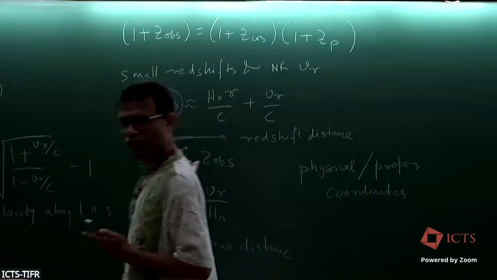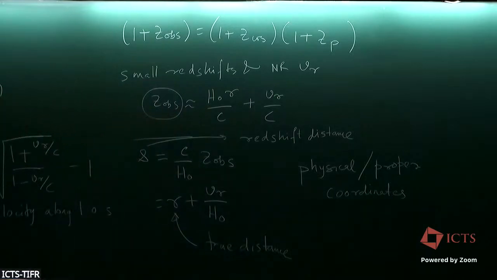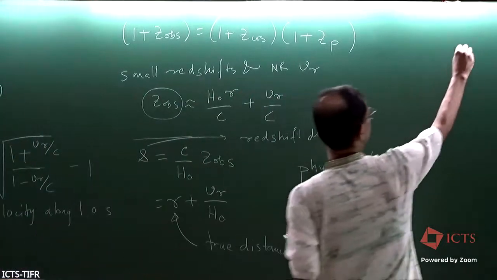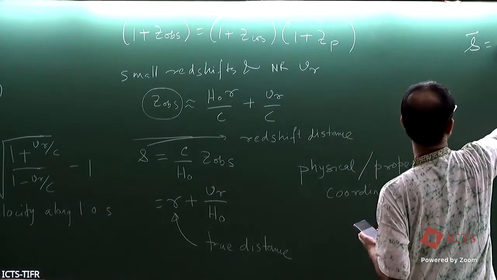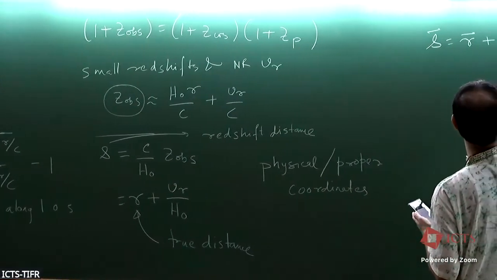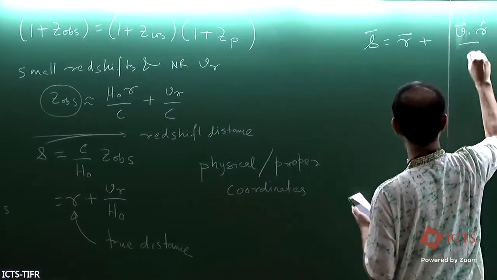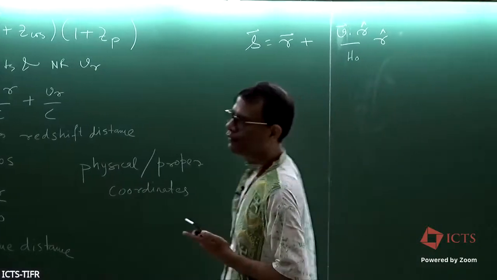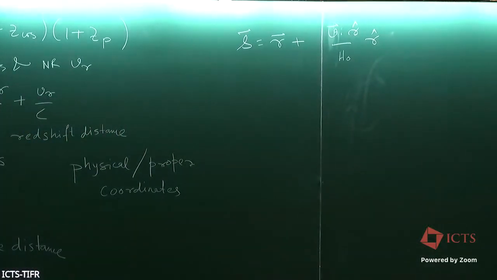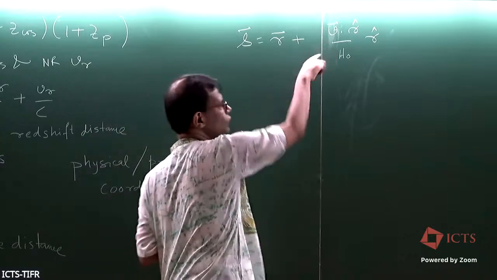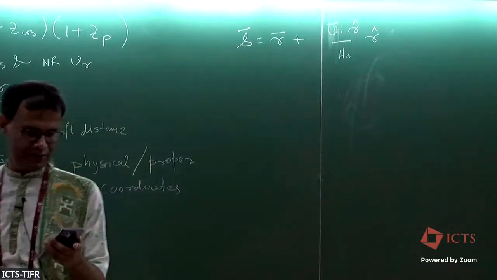I will go to co-moving again very soon. You can write this in a vector notation as well. So you say S vector is R vector plus the velocity along the R direction divided by H naught. So the distance is modulated only along the line of sight, and the component of the velocity which plays a role is also the one along the line of sight.